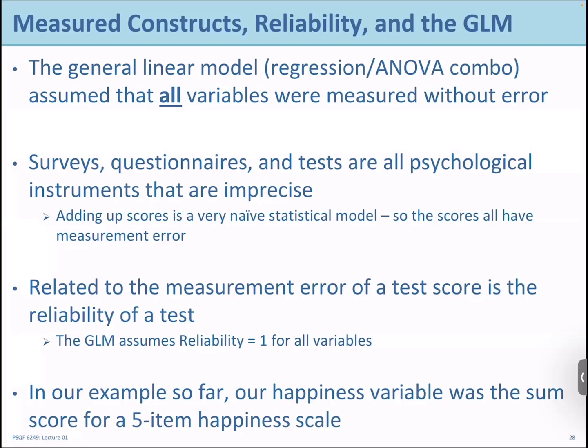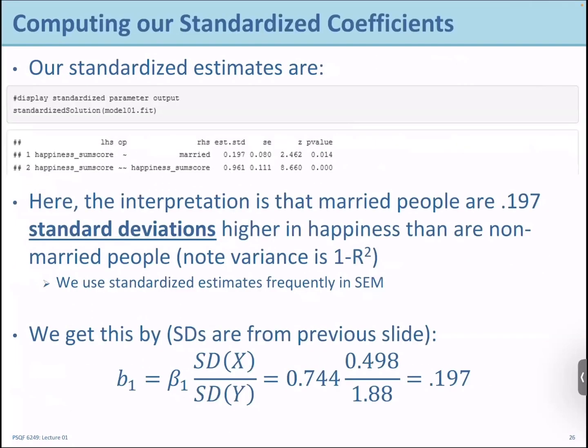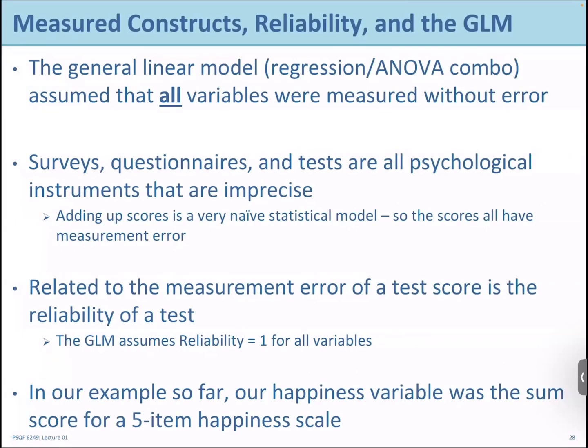The general linear model, regression, ANOVA, assumed that all variables were measured without error. However, in most of what we do in the social sciences involving surveys or questionnaires or tests, those values that we have are imprecise. So think of it this way. In our previous example, Y, the happiness sum score, was trying to characterize a person's overall happiness by adding up their scores on a bunch of variables that were supposed to measure it, right? But it was not perfectly reliable.